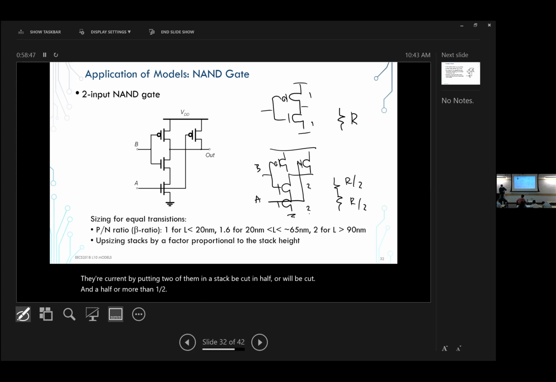By stacking them, I've reduced the amount of velocity saturation because I've virtually extended their channel length. Not really, because we're talking about fluids, but we kind of have extended their channel length. So if I put a whole bunch of them, theoretically, I will not be velocity saturated anymore. That's not true, but you just follow this train of thought. So they're less velocity saturated. So will their current be cut in half, cut in less than a half, or cut in more than a half?